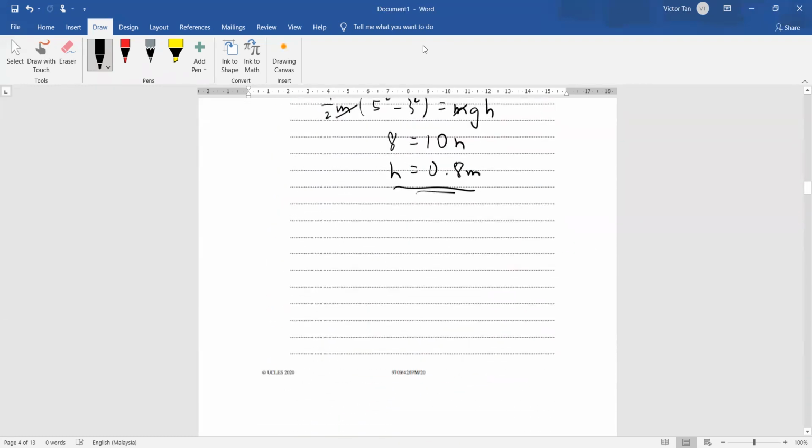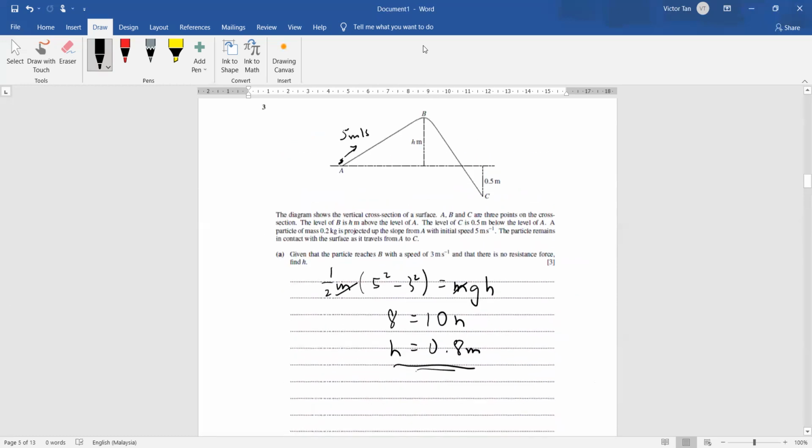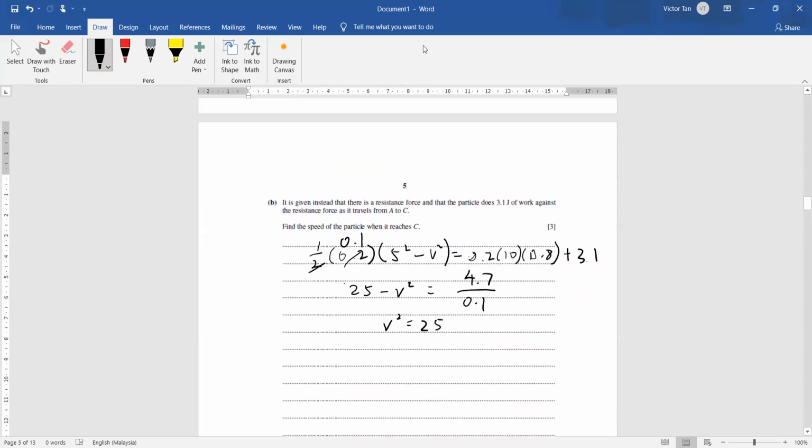Just C. Oh, it reaches C. No wonder. My bad. So here, I thought it reaches B. That's why you have a problem there. So the speed at C will be larger than 5.